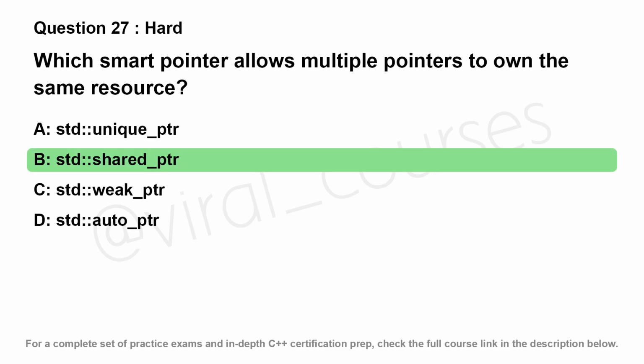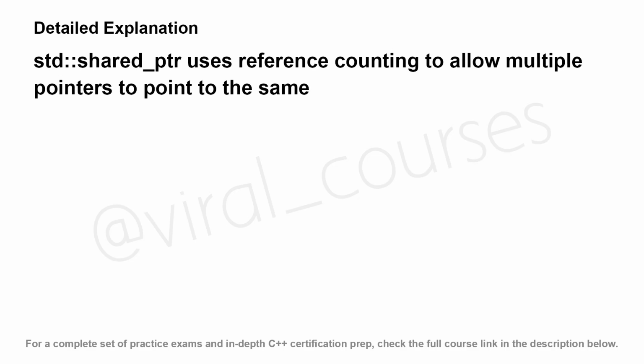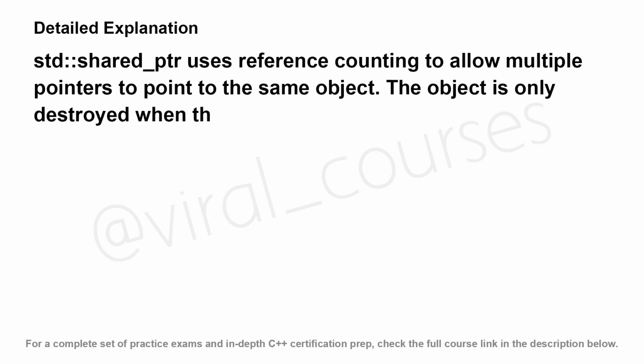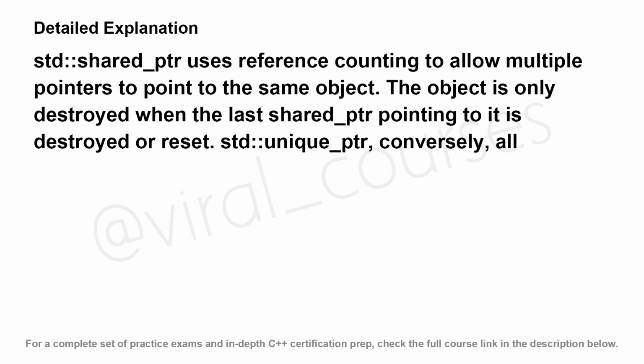The correct answer is B. std::shared_ptr uses reference counting to allow multiple pointers to point to the same object. The object is only destroyed when the last shared_ptr pointing to it is destroyed or reset. std::unique_ptr, conversely, allows only one owner.